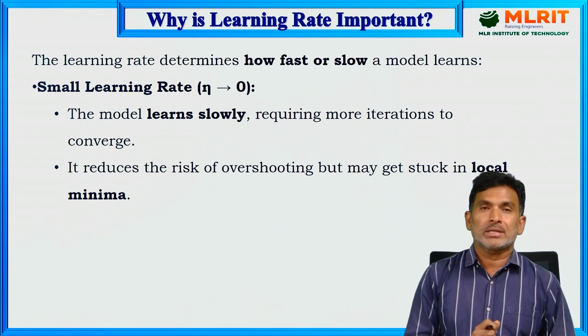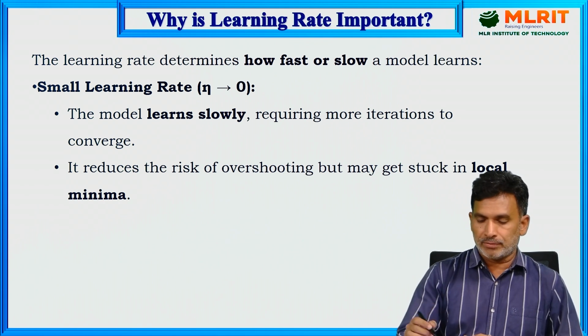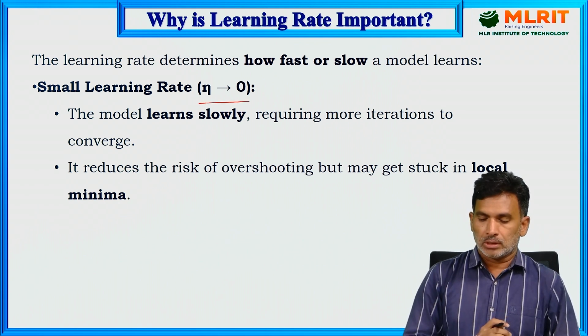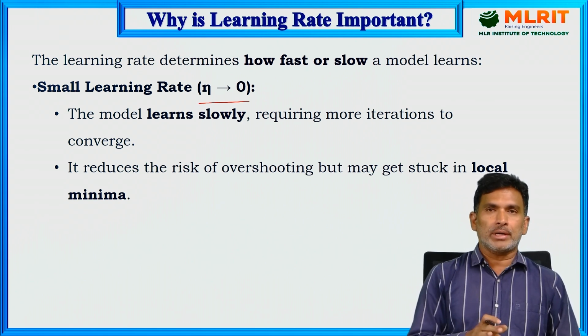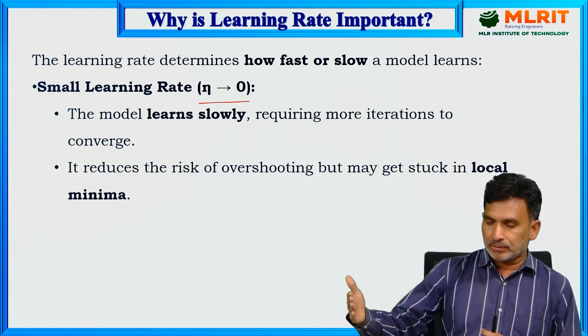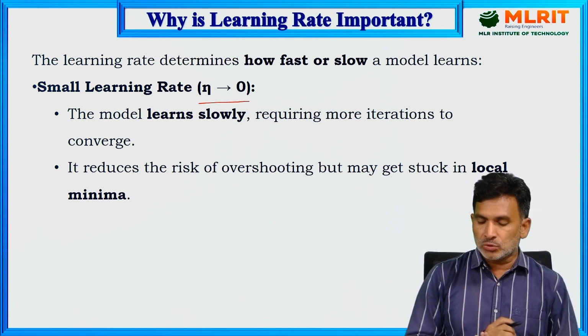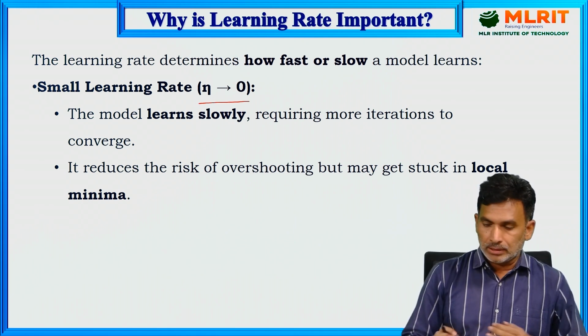The learning rate determines how fast or slow a model learns. For example, with a small learning rate, where eta is 0 or tends to 0, close to 0, the model learns slowly, which requires more iterations to converge. More iterations are required to converge. And it reduces the risk of overshooting, but may get stuck in a local minimum.